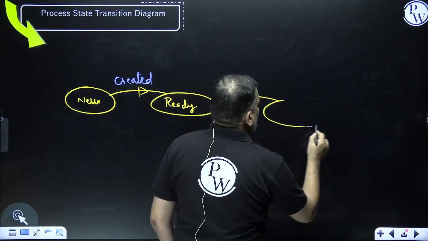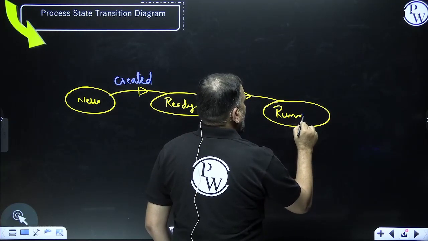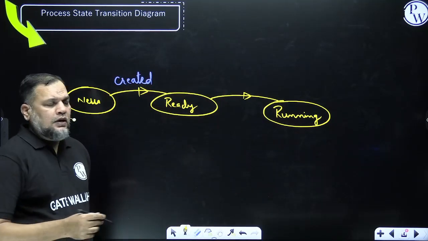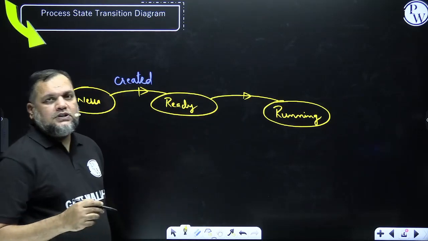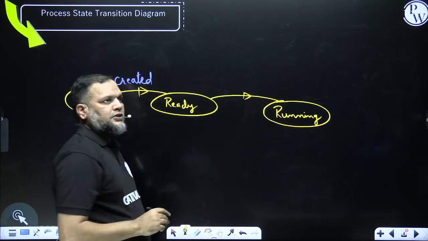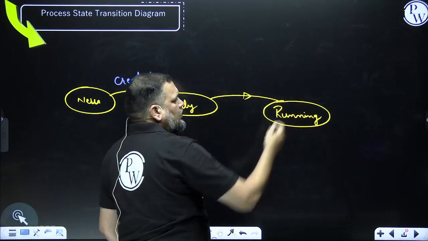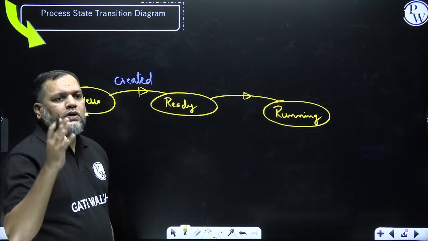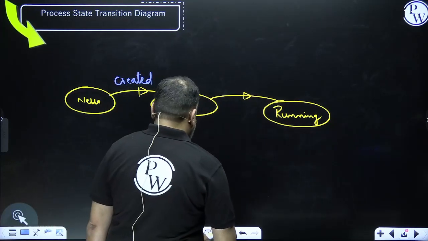Whereupon the process will change its state to running. Among the many ready processes present in memory, the operating system is going to select one ready process to run or execute on CPU. So it starts executing its instructions on CPU. That state is called running state. This transition, let us mark it as schedule.